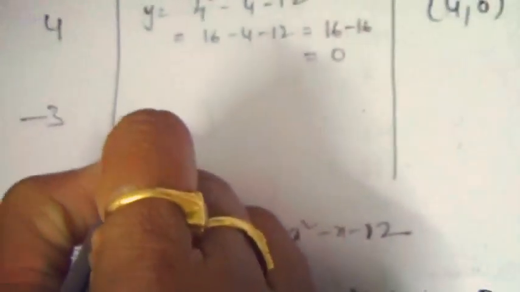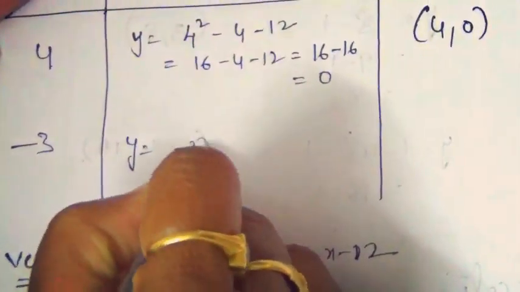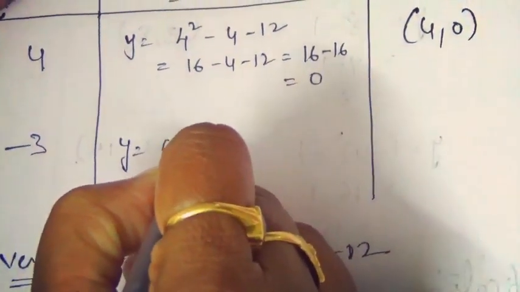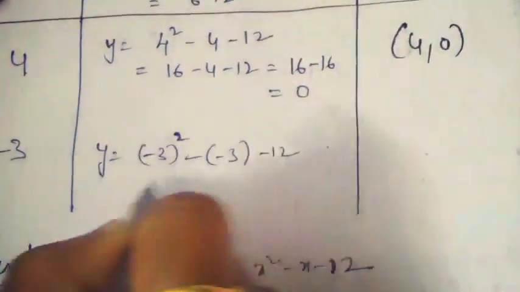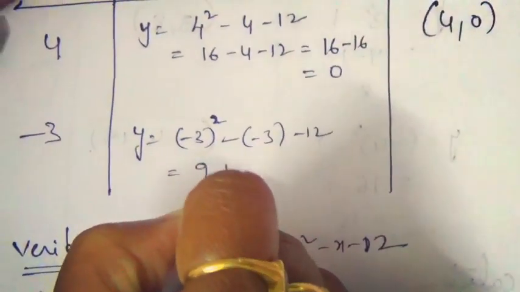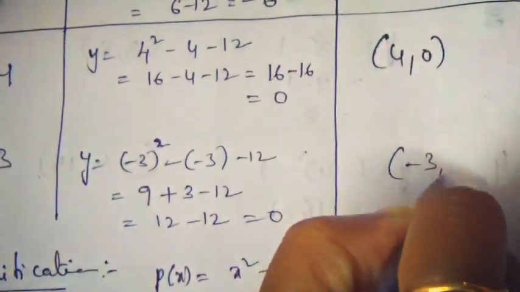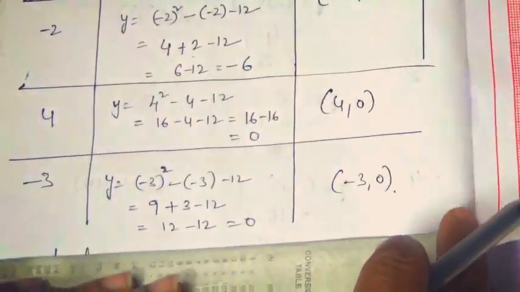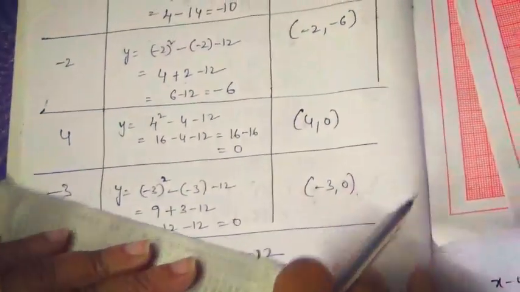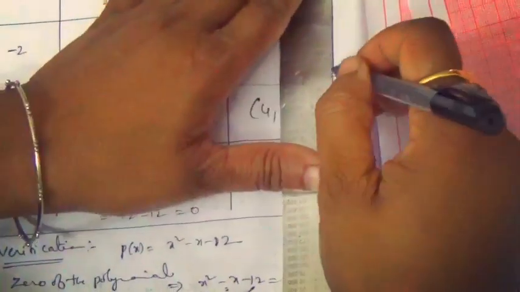So we substitute minus 3 here also, and it gives the same answer: minus 3 whole square minus of minus 3 minus 12, that is equal to 9 plus 3 minus 12, that is equal to 12 minus 12, that is equal to 0. So minus 3 comma 0. So here we have the extension of this table. After verification, it is better to take the two values. Why? Because to identify the U shape, it has to intersect at those 2 points. Hence it is much easier. After this verification we can extend this table.